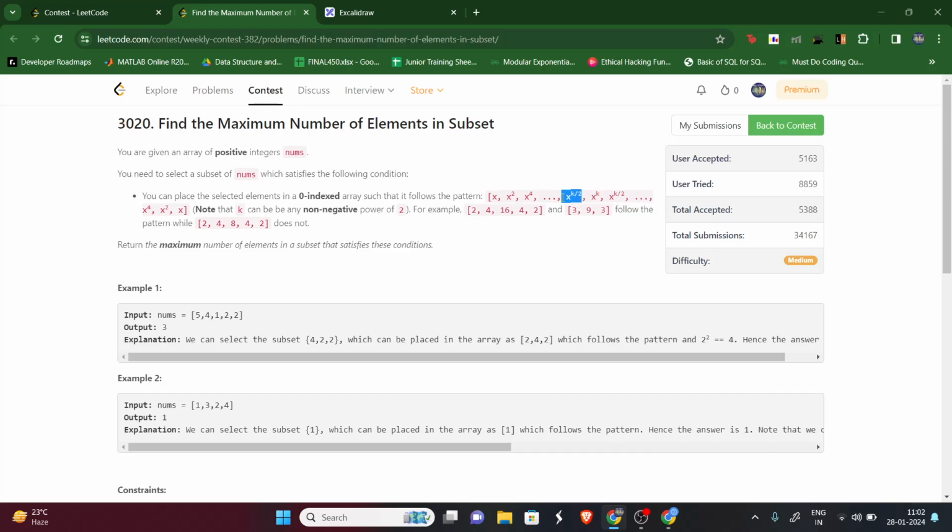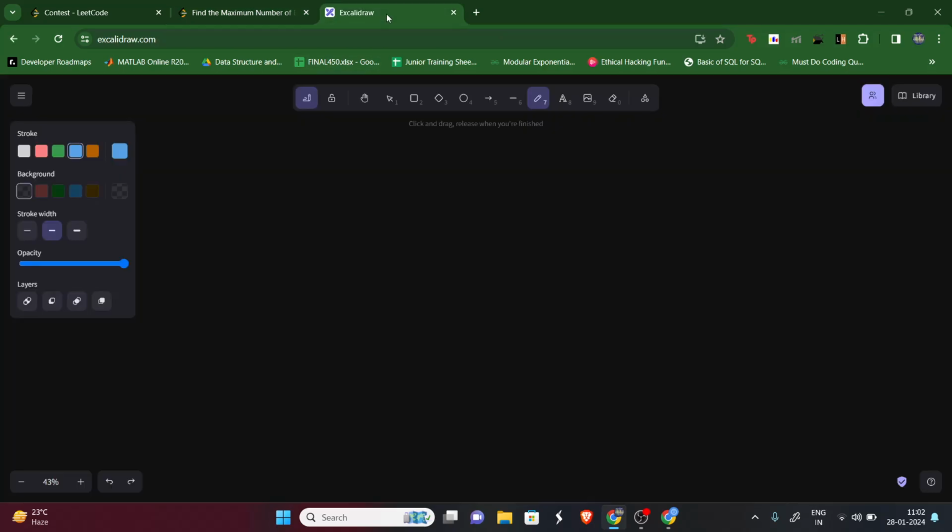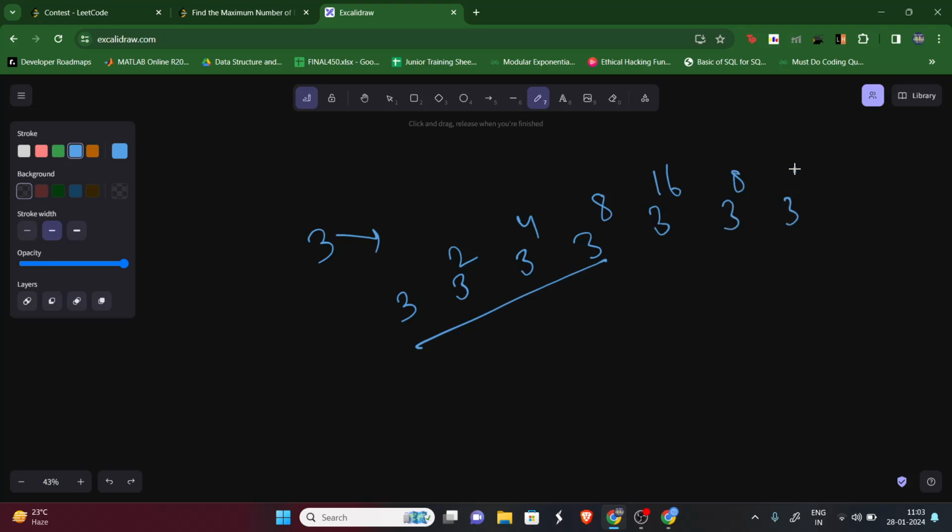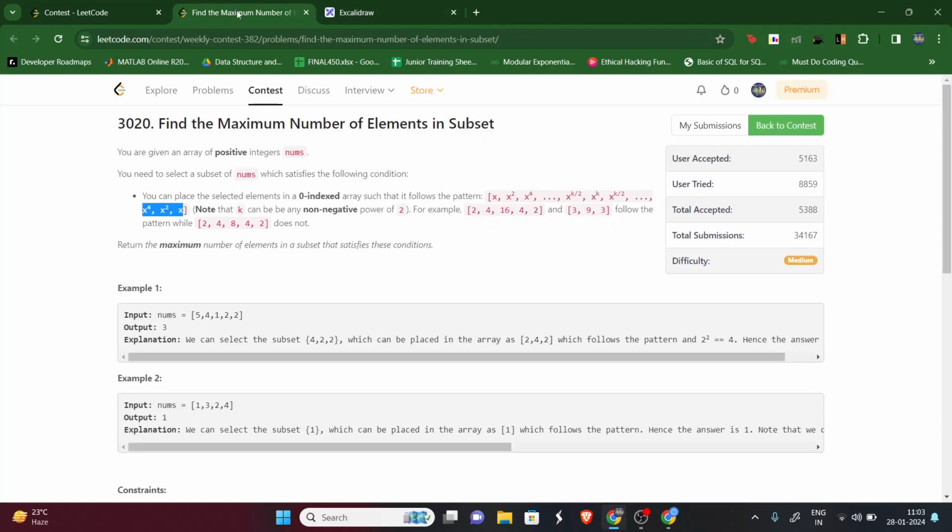So like x to the power k by 2, then till like x to the power 4, x square, x. It's better to understand something like this. So what does the question say? That let's say if I choose 3, then it can follow a pattern something like this: 3, then 3 square, then 3 to the power 4, then 3 to the power 8 till some power, let's say 3 to the power 16, and then again 3 to the power 8, then 3 to the power 4, then 3 to the power 2, and then 3 to the power 1. So the total length here will become how much? 4 plus 1 is 5, and 4 is 9. So the question says, what can be the maximum length of such a subset?